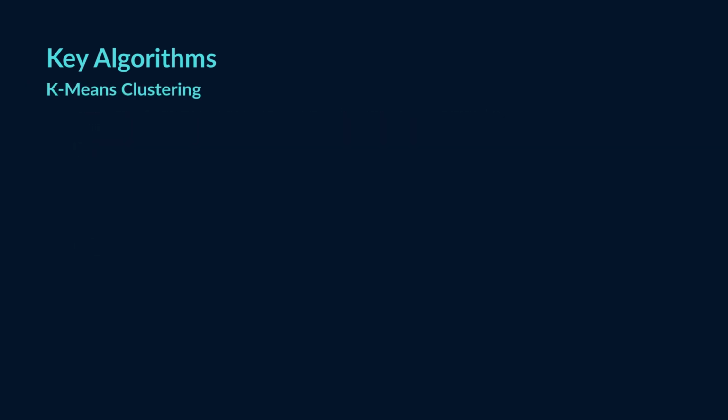K-means clustering. Type is unsupervised learning, that is clustering. K-means is a popular algorithm for dividing data into groups or clusters based on similarity. Unlike supervised learning, K-means works without labeled data.